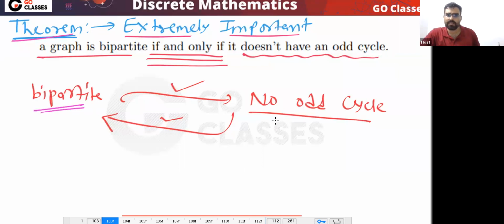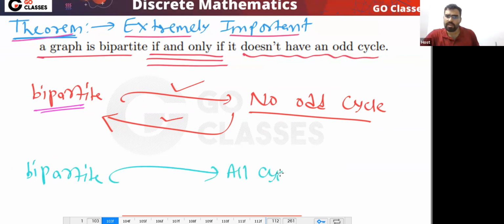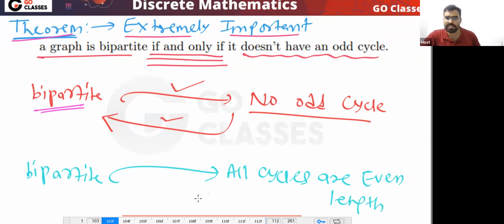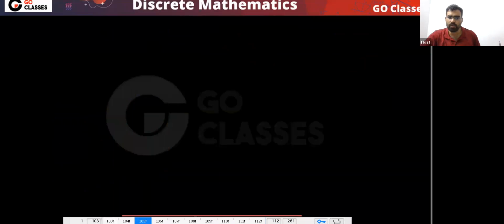So bipartite graph, there is no odd cycle. The same statement I can say like this also: bipartite graph means all cycles are even length. No odd cycle means all cycles are of even length. And if all cycles are of even length, then it will be bipartite. And this is very important.